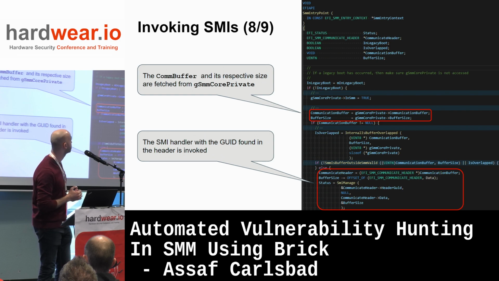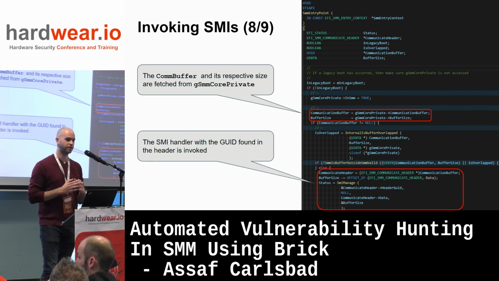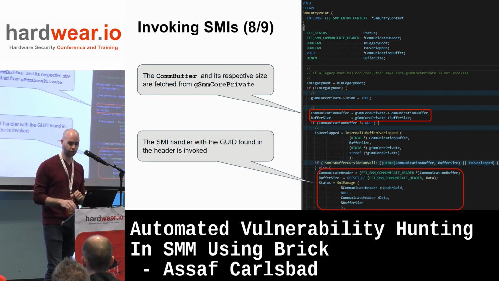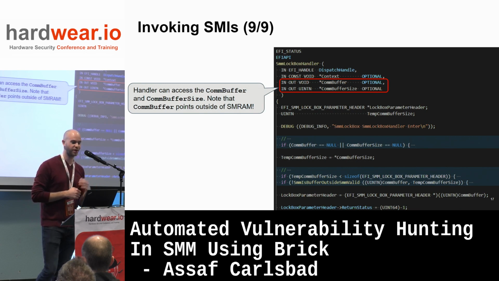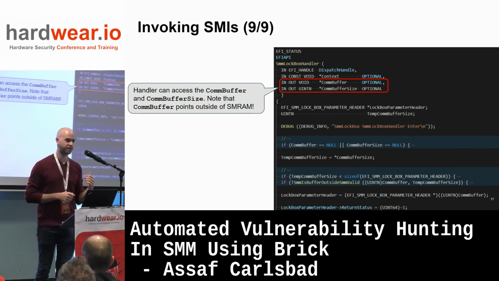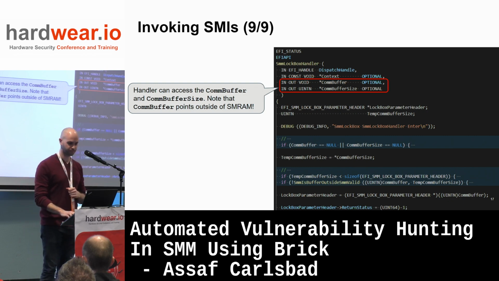So after the transition to SMM takes place, a function called the SMM entry point is called. And this function takes the pointer to the CommBuffer and its size from the gSmmCorePrivate structure. And then it uses the GUID found at the beginning of the CommBuffer in order to locate the handler we wish to invoke. In the last phase, the SMI handler finally gets called, and now it can freely access the contents of the communication buffer. Now, an important thing to notice is that while the handler itself runs in SMM and is located in SMRAM, the contents of the communication buffer themselves are outside of SMRAM. So that's a point we will get back to.